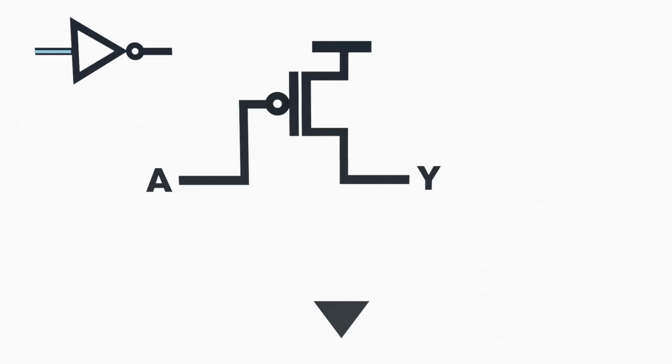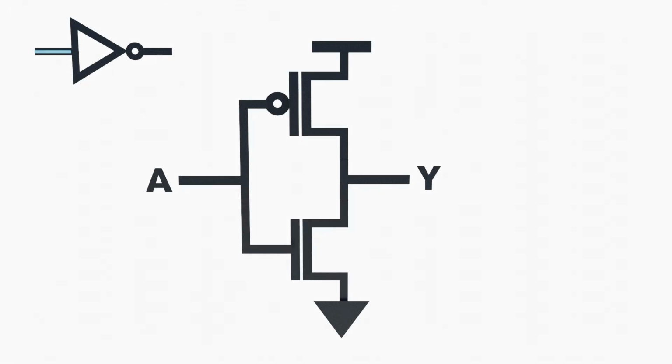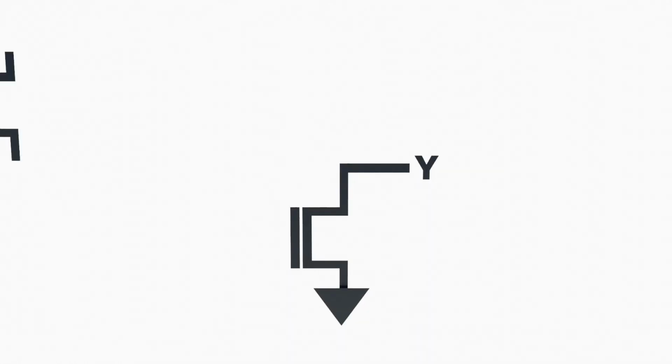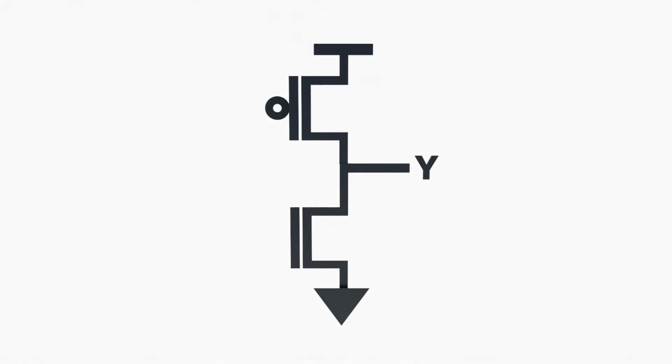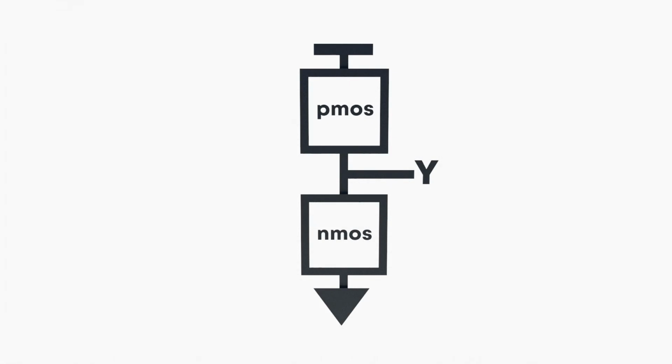When A is 1, we want current to flow from Y to ground, so we need an NMOS transistor here, meaning that this is the schematic for a NOT gate. As it turns out, NMOS transistors are really good at passing zeros, so they're always placed between the output and ground. PMOS transistors are really good at passing ones, so they are always placed between VDD and the output, meaning that this is the general form of a transistor circuit.